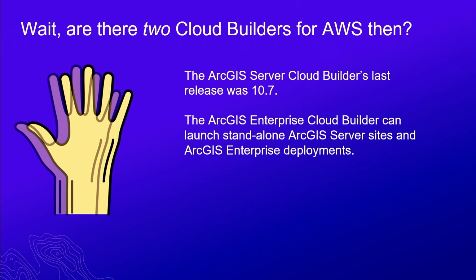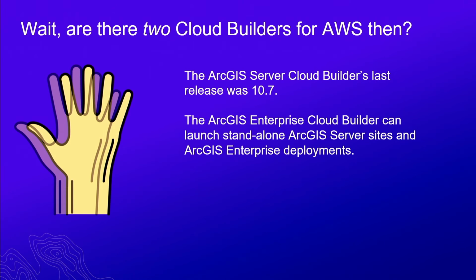Now, you might get me confused, right? Am I seeing double? Are there two Cloud Builders now for AWS? The server one and the enterprise one? No. So the last release of the ArcGIS Server Cloud Builder was 10.7.